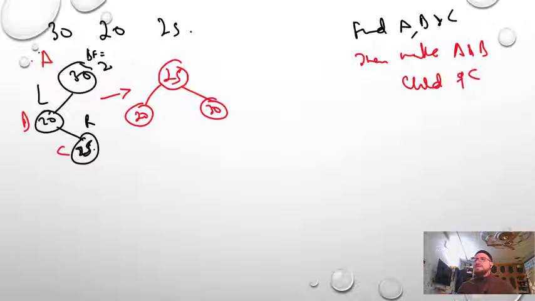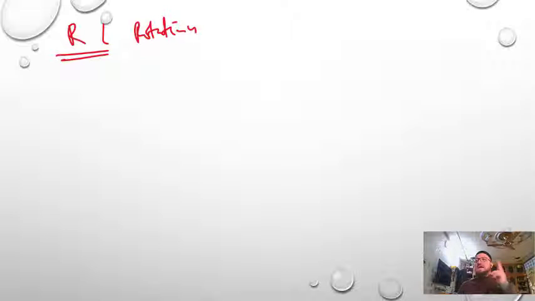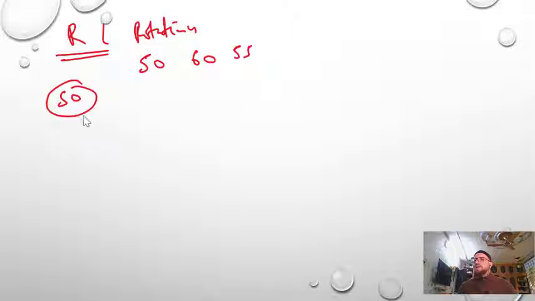So the same is with the right left rotation. That's the last rotation we have here. That is right left rotation. The same principle applies for the right left rotation, either the two rotations or the single step. Say for example we have data 50, 60 and 55. So 50 will come here. 60 will go on to the right of it, and then 55 has to go to the left of the 60. That is 55.